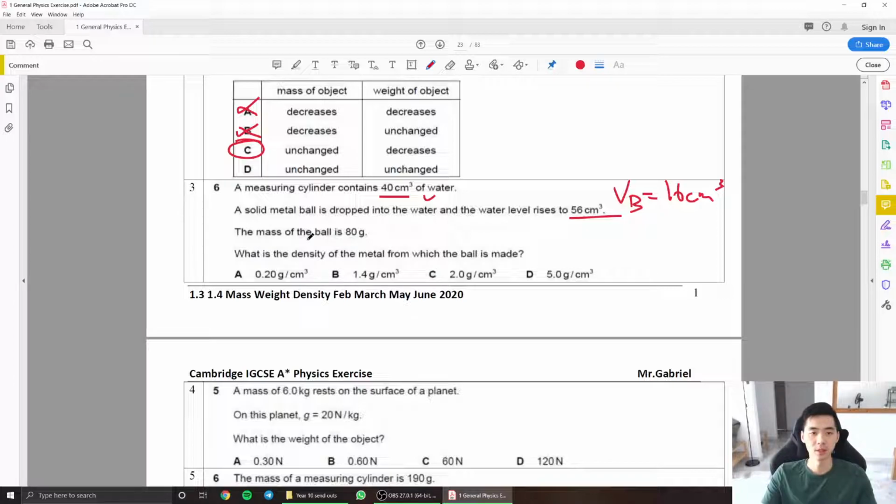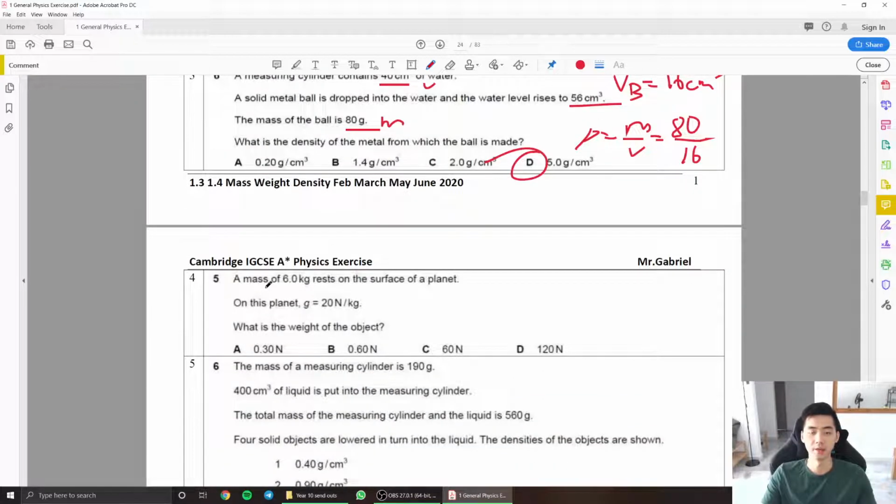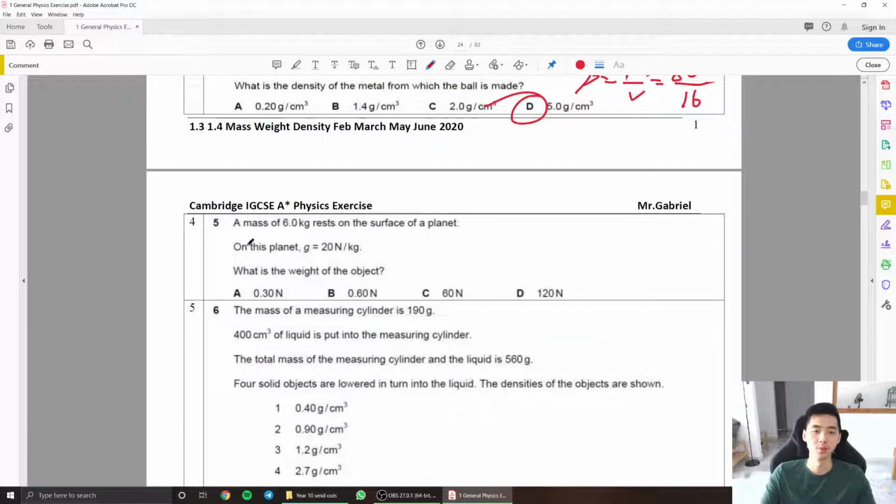The mass of the ball is 80 grams. What is the density of the metal from which the ball is made? Density is equal to mass over volume. It will be 80 divided by 16. Press that into your calculator. You should get exactly 5 grams per cm cube.